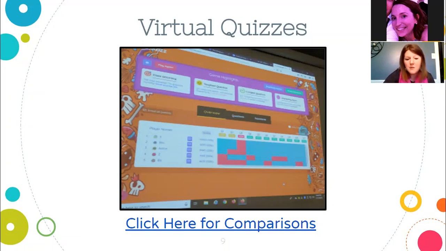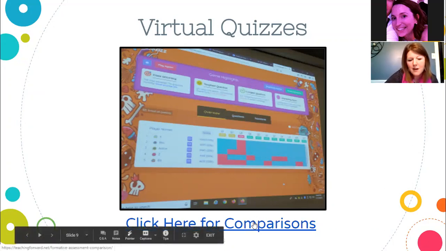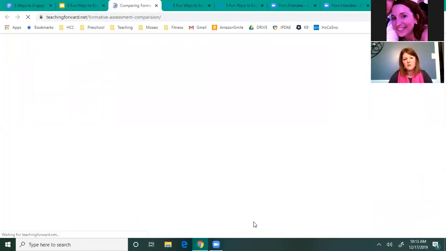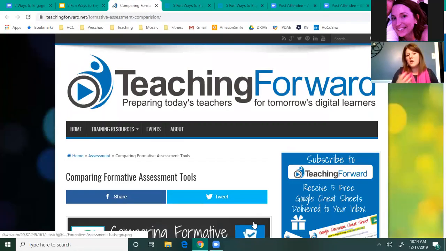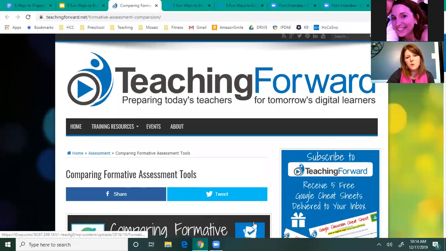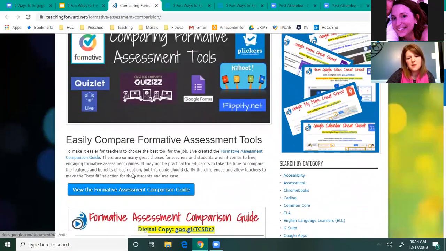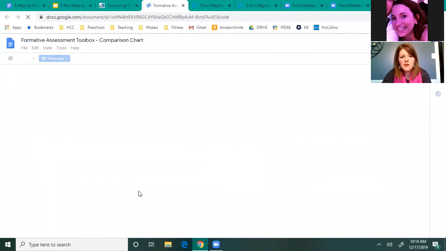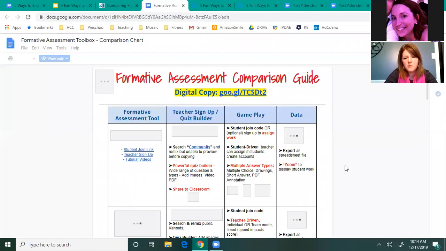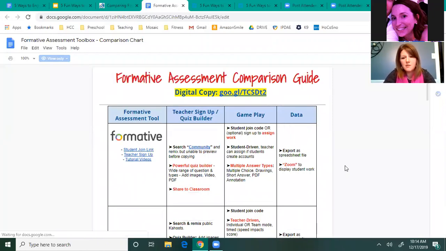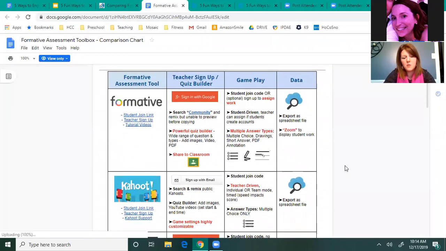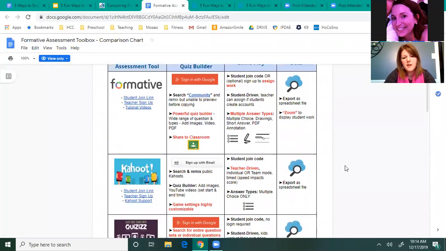Now, some of you don't have students that are able to have cell phones in the classroom for one reason or another. There is one of these virtual quizzes that you might be able to use that I wanted to point out. If you're all able to see my screen, I'm going to have you join me looking at this comparison guide. This is cool because it takes the guesswork out of it for you. It tells you a little bit about Kahoot, but it also tells you about other online formative assessments that you might want to explore in your classroom.